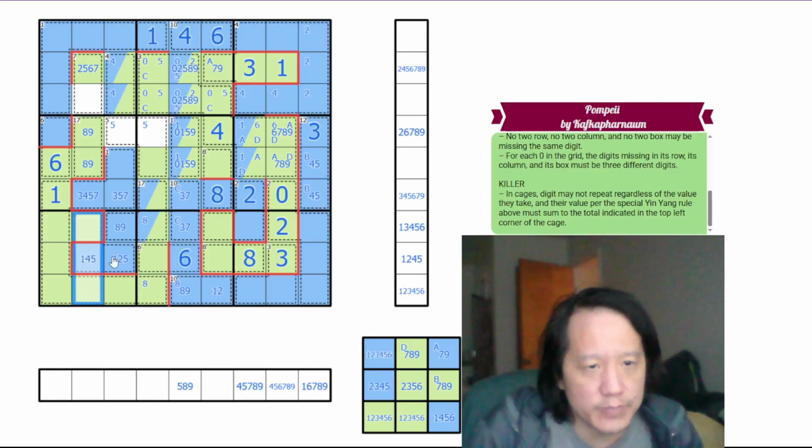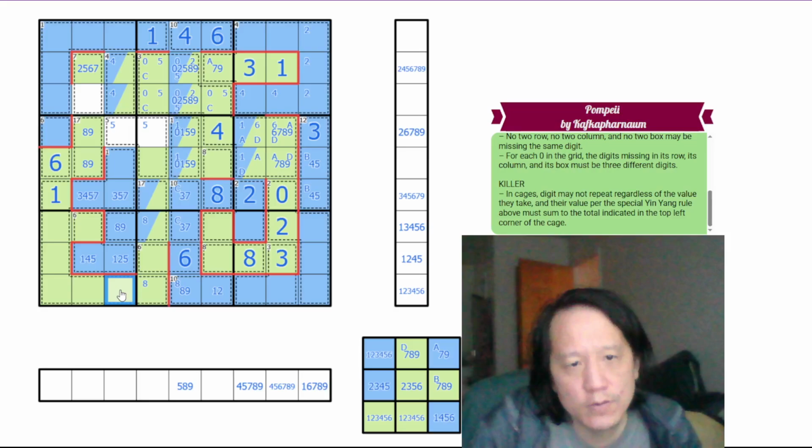8 and 9 cannot be here. So 8 and 9 both have to be in these 4. 9 has to be one of these.